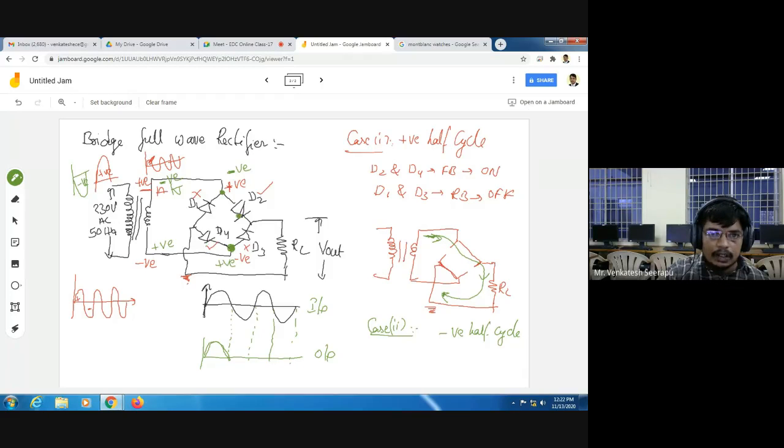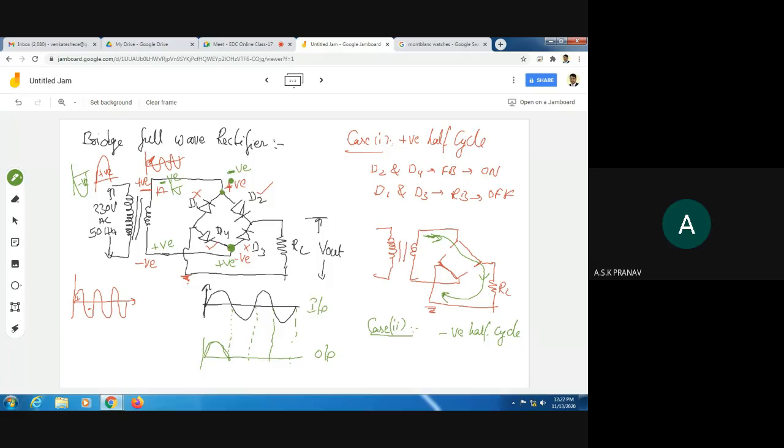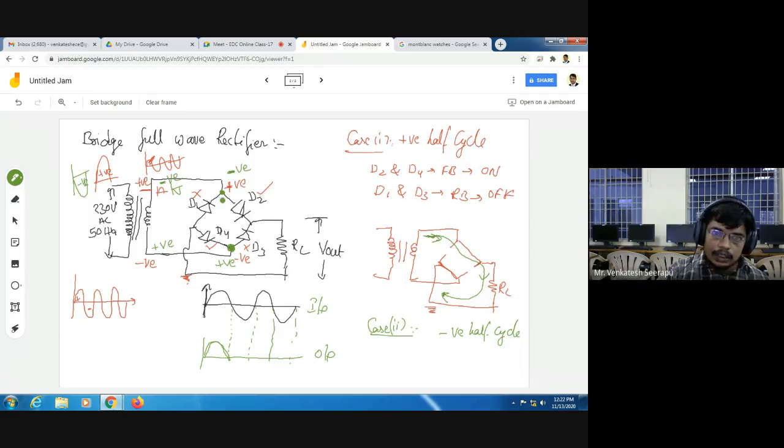Now which diodes are in on condition? D1, D3. Yes, exactly. Now negative is connected to the n-type terminal of D1. Now D1 is in on condition. Negative is connected to the p-type terminal of D2. D2 is in reverse bias condition. It is in off state. Again here positive is connected to D3. Now D3 is in on condition, whereas D4 is in off condition.